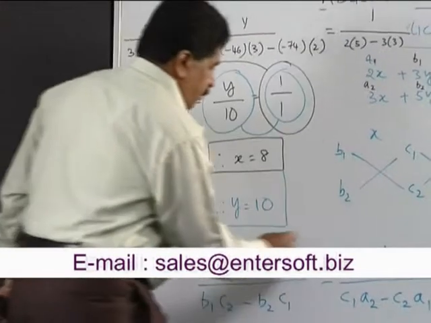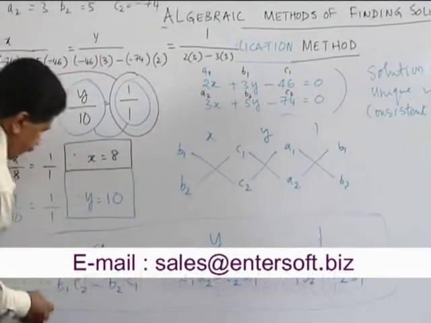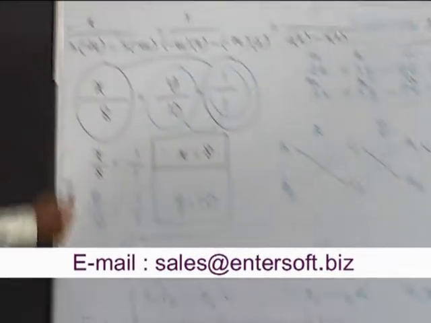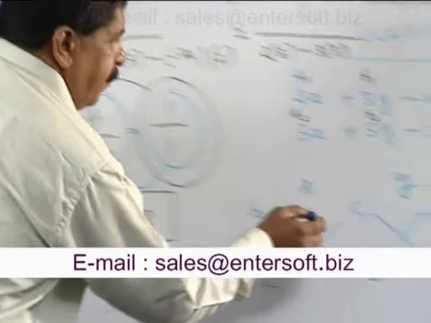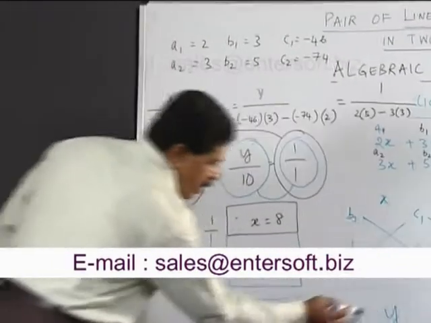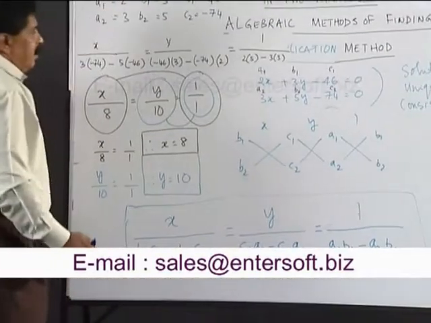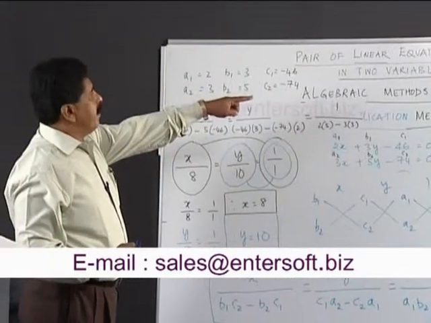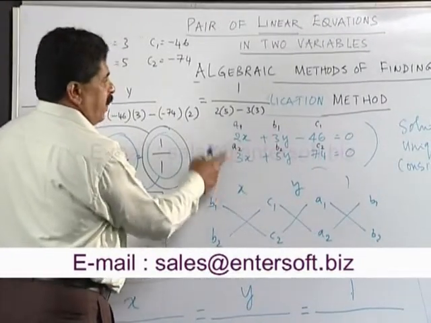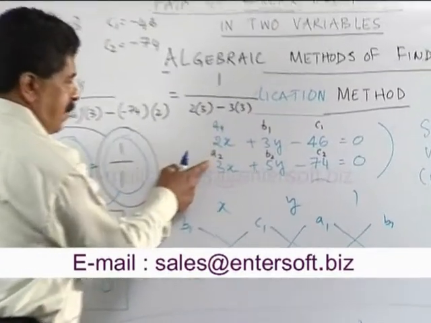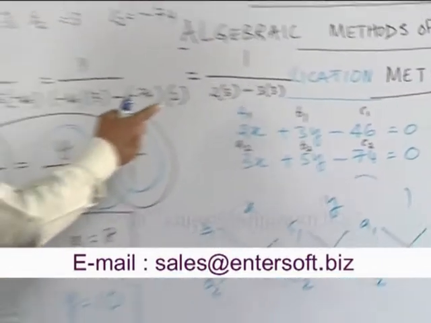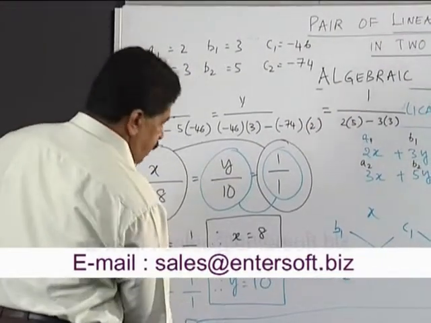This is the expression that you are supposed to remember when you want to solve a pair of linear equations using the elimination method, cross multiplication method. So from x, y, 1, I have got this expression: x by something, y by something, and 1 by something. Now when a pair of linear equations in two variables is given to you, you first reorganize it in this manner, so that you have got the coefficients a1, a2, b1, b2, c1, c2. Then substitute the values of a1, a2, b1, b2, c1, c2 in this expression.